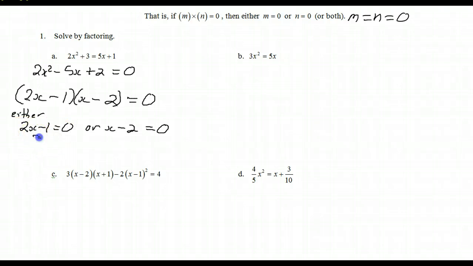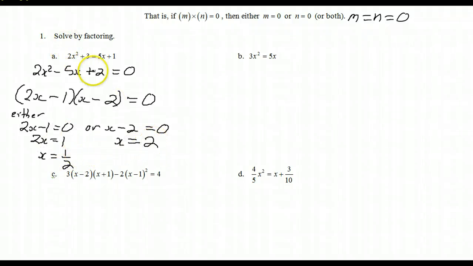If this is true, then we're going to solve for x. 2x is equal to 1 and x is equal to 1/2, or x minus 2 equals 0, add 2 to both sides. We're solving for x, we're isolating the x, so x is equal to 2. So solve by factoring, either x is equal to 2 or x is positive 1/2.